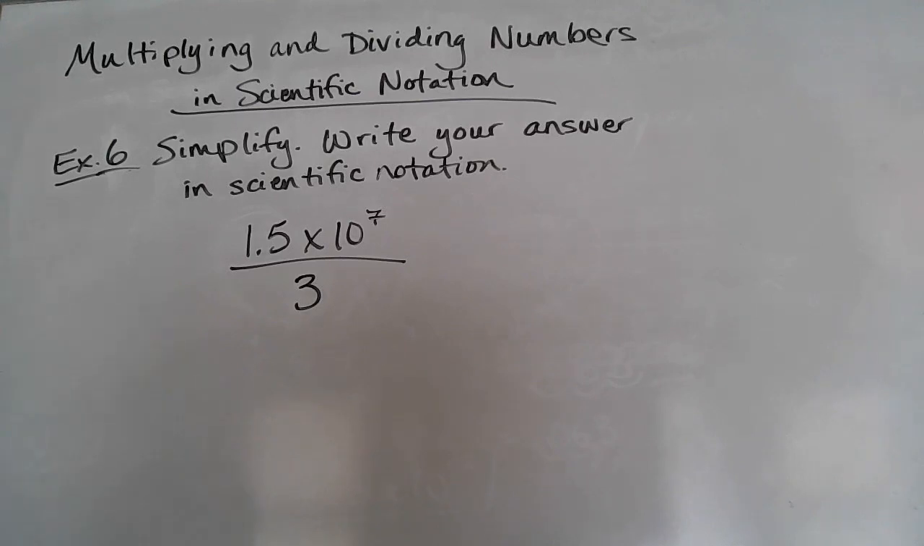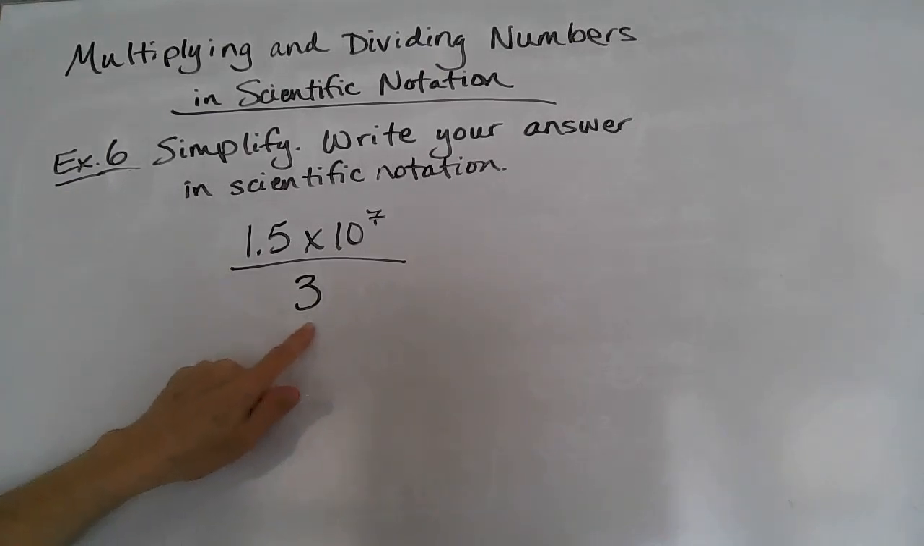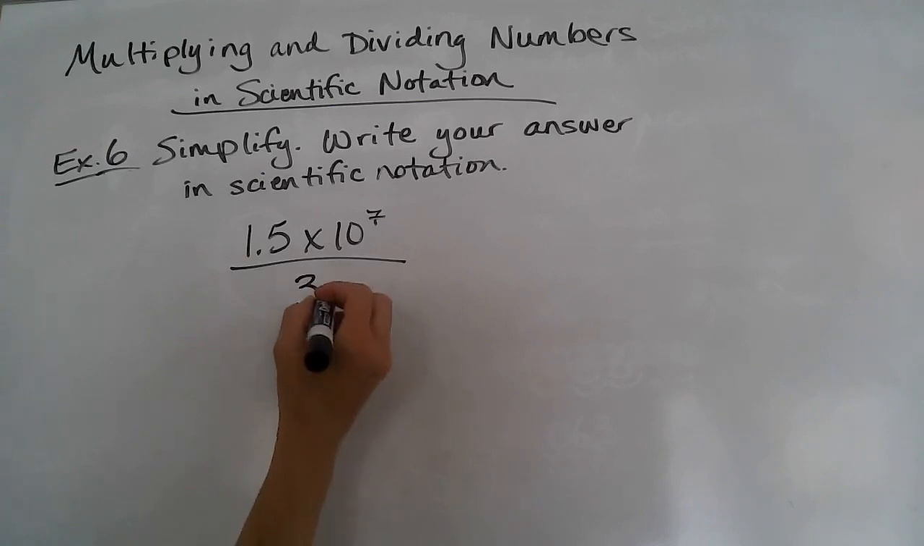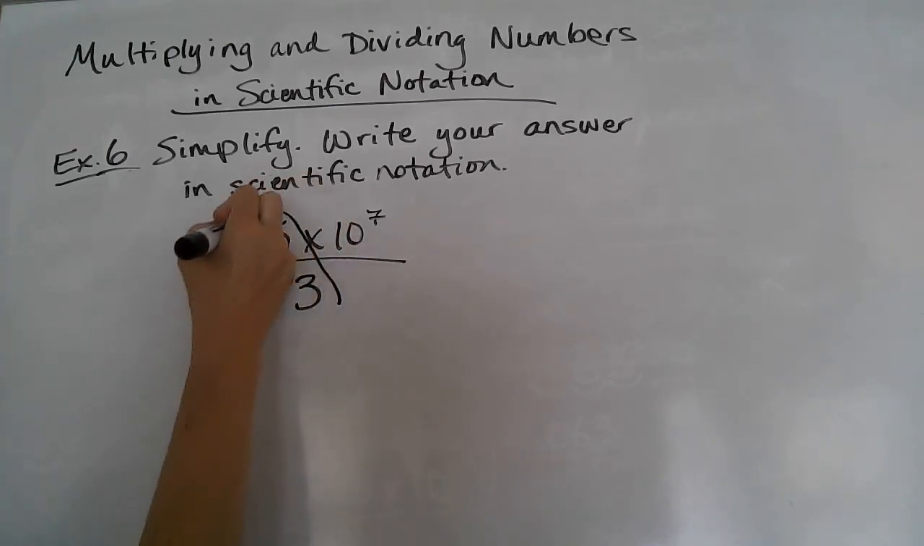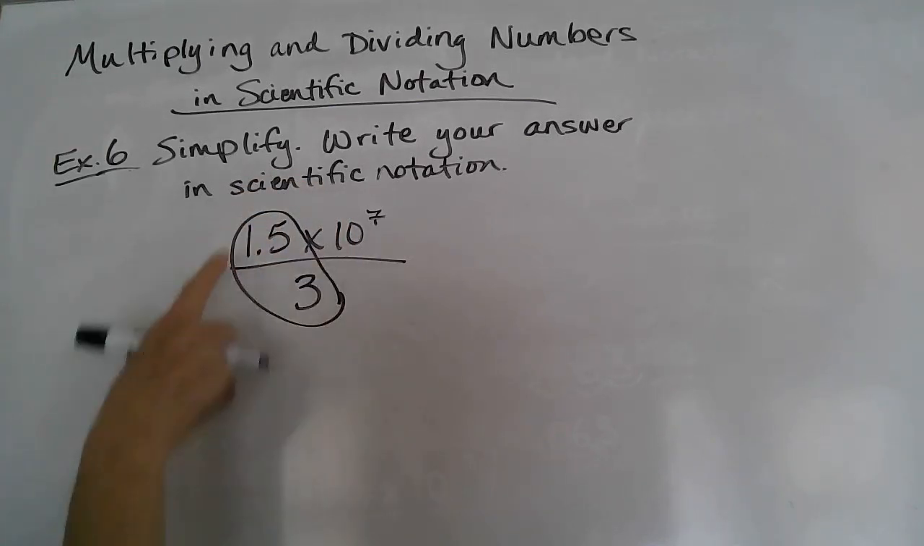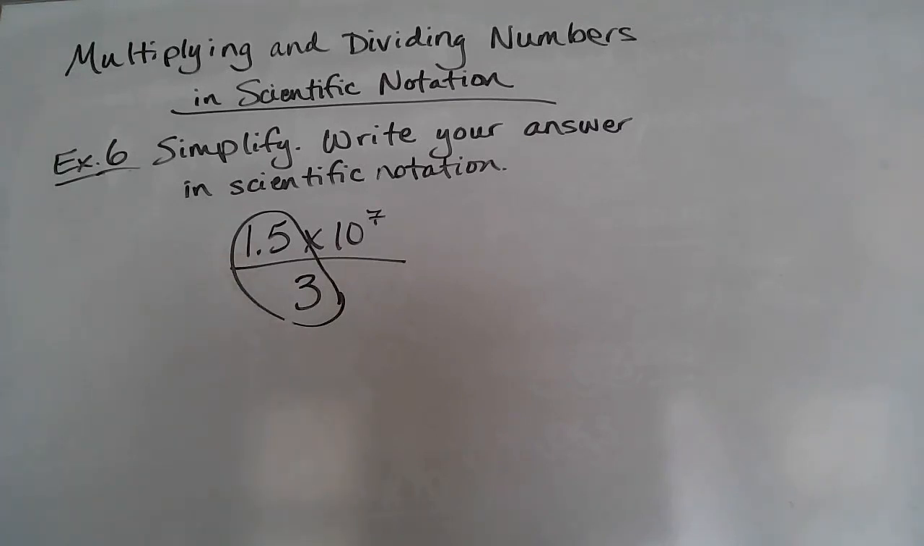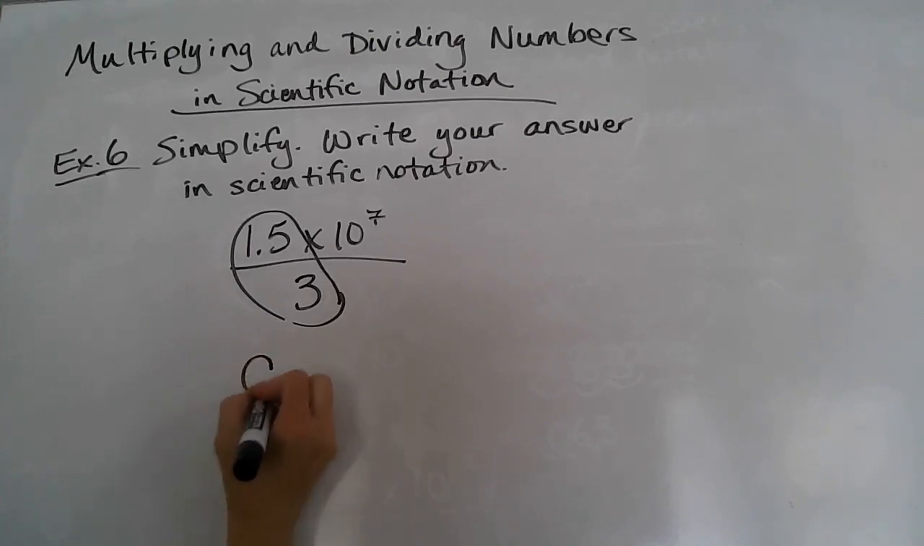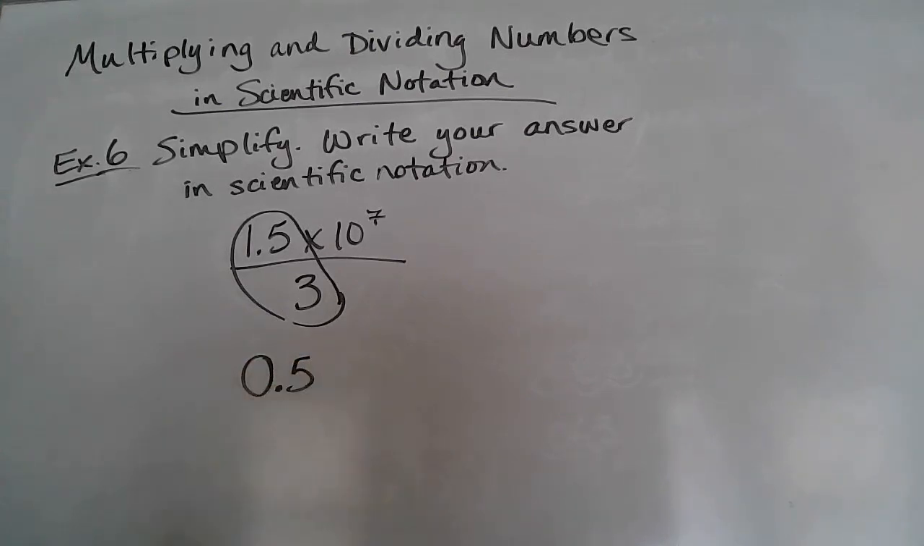All right, one last example. 1.5 times 10 to the 7th, definitely a number in scientific notation, being divided by 3. So we don't need to worry about the 10 to the 7th. It's just going to tag along for now. This is the division that we need to take care of. 1.5 divided by 3, you might recognize 1.5 is half of 3. So when we do this, it's going to equal 1/2, and as a decimal, 1/2 is 0.5.